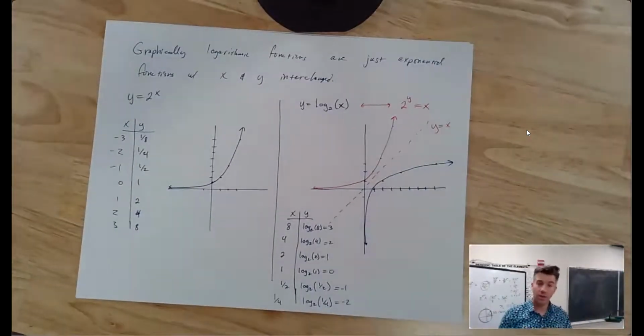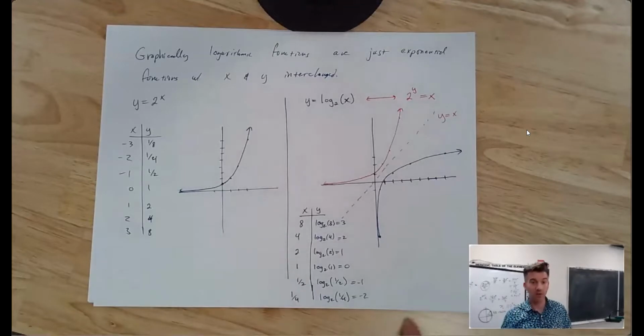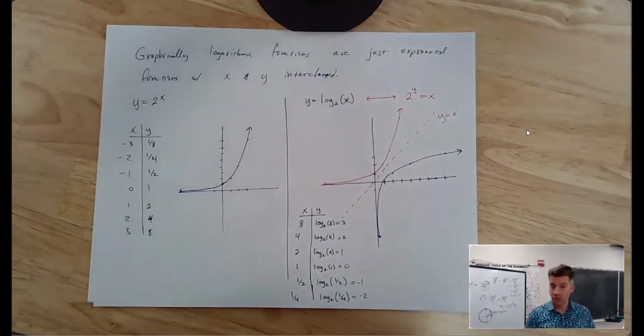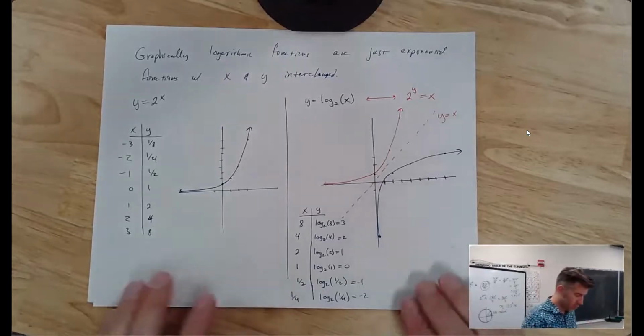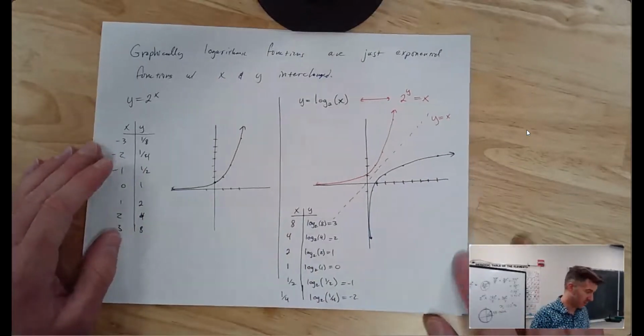So the takeaway here, much like last class, is that I want you to be able to graph logarithms without doing too much work. Meaning, I want you to know that just like an exponential function, a logarithmic function has a usual basic shape. And we're just going to manipulate that basic shape.